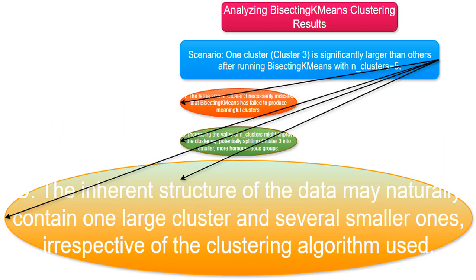This is a crucial point. It's possible that the data itself naturally falls into this pattern: a big main group and some smaller, distinct groups. The algorithm isn't necessarily to blame, it's just reflecting what's already there in the data.